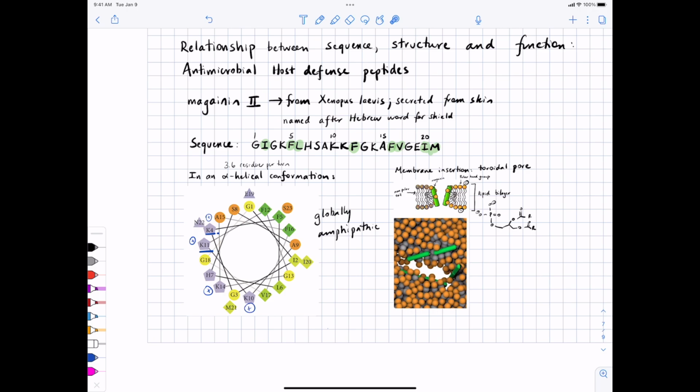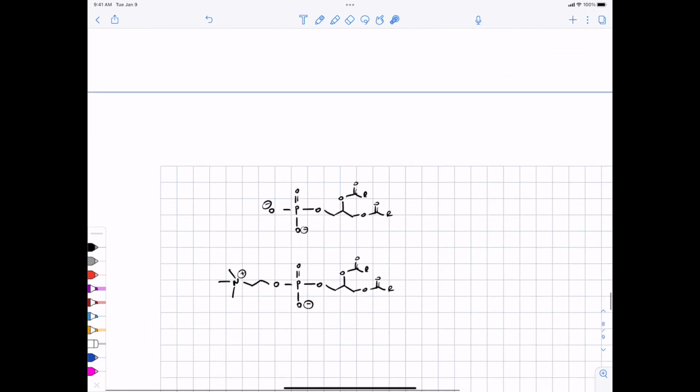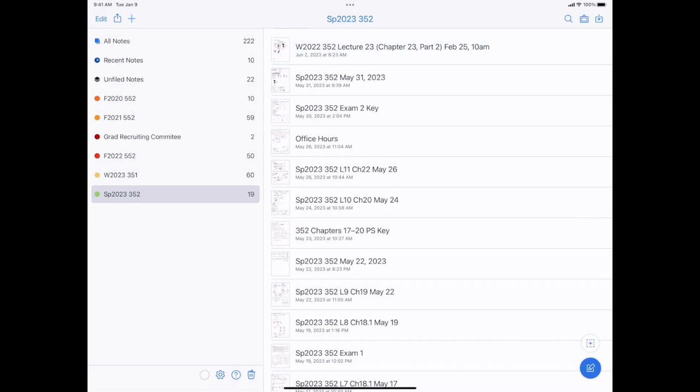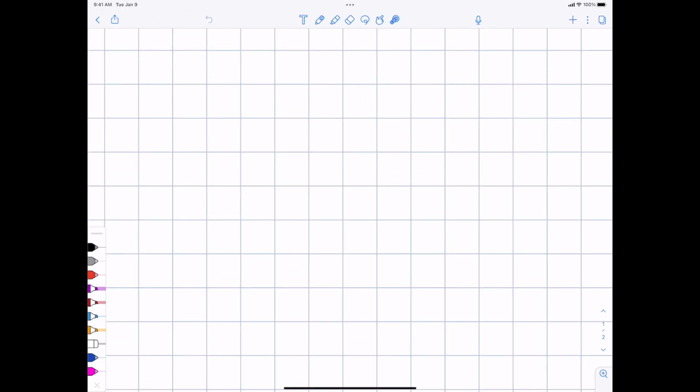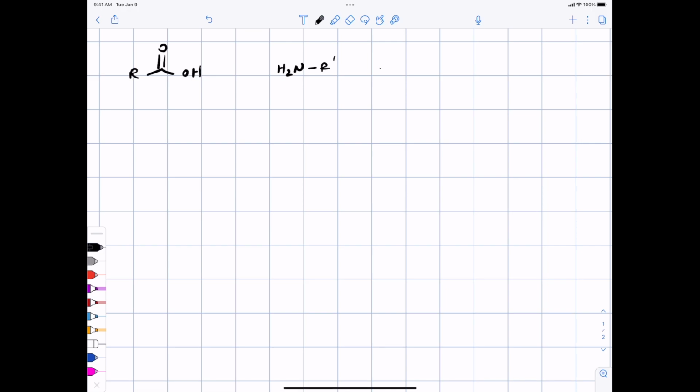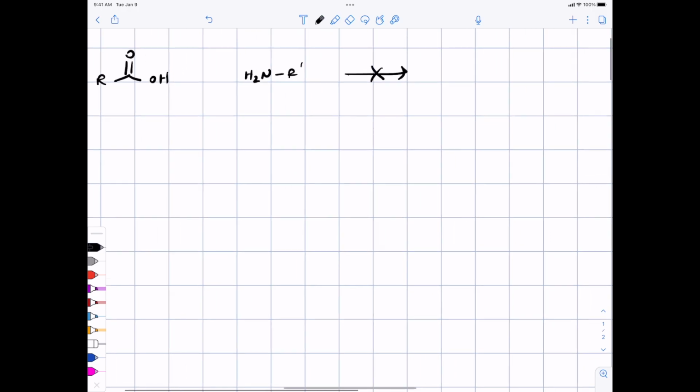Okay, so let's talk about peptide synthesis. Your basic problem in making peptides or proteins is a problem you encountered before in one of the early chapters about carbonyl chemistry. And that is, if you want to make an amide bond using a carboxylic acid and an amine, what you must remember is that you generally can't do this directly, right?